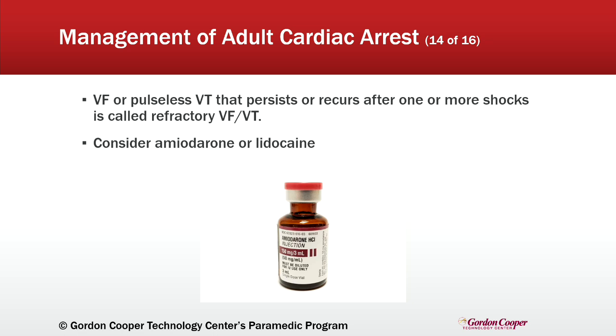Now, refractory VFib or pulseless VTach. When these arrhythmias persist or come back after 1 or more shocks, that's what we're talking about as refractory VFib. It's a critical situation that needs immediate attention. One option is amiodarone. It can be very effective in managing refractory VFib or VTach, and it's often considered in these cases. Another alternative is lidocaine. It can be used if amiodarone isn't suitable or available.